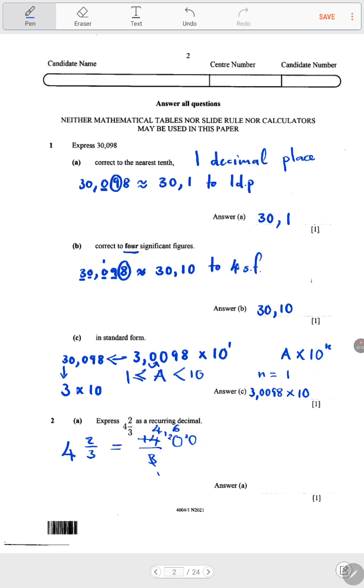That's remainder 2 again, and you get 6 again, and you're going to realize you keep on getting 6, 6, 6 until infinity. So your answer will be equal to 4,6 recurring. You put a dot on top there, right? So your answer is 4,6 recurring, right? So that's all I had for you today.